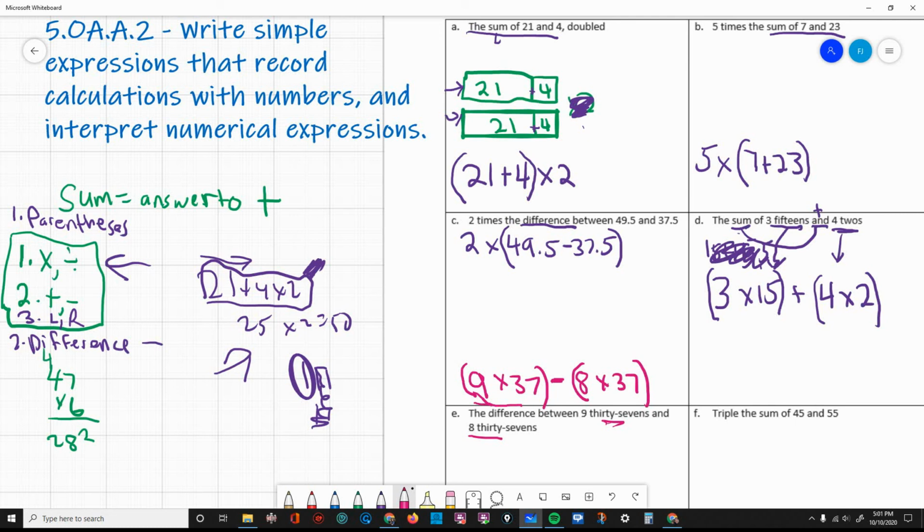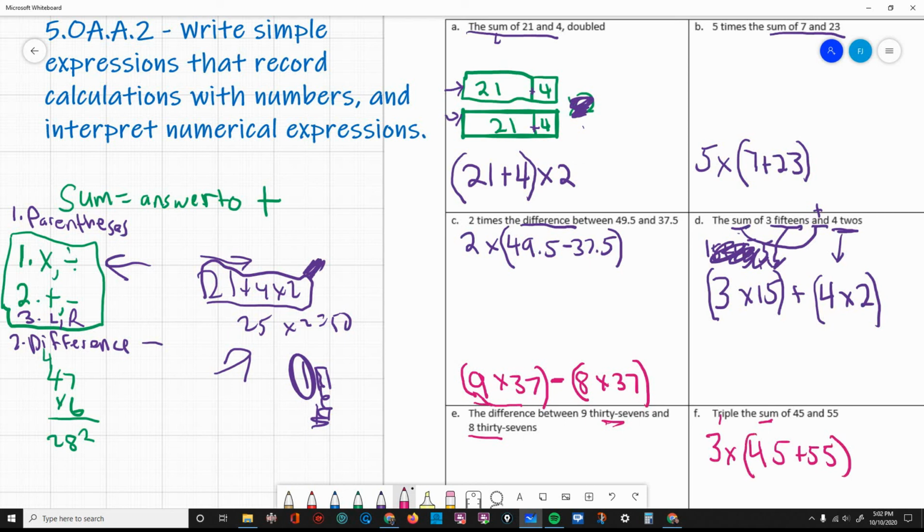All right, F, the triple the sum of 45 and 55. Triples. Do we know triple? Like in baseball, you hit it, you hit the third base. Triple, 3 times the sum. We're adding again the sum of 45 and 55. All right, so we're going to triple 100.